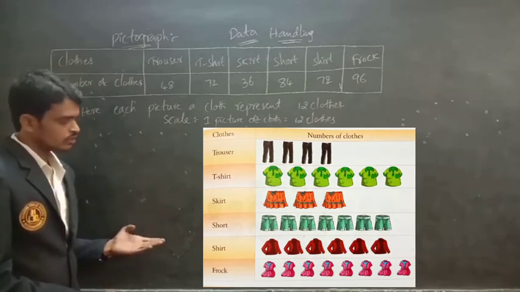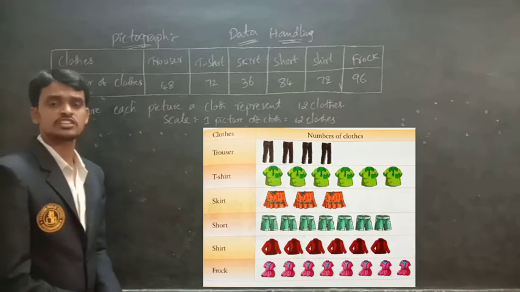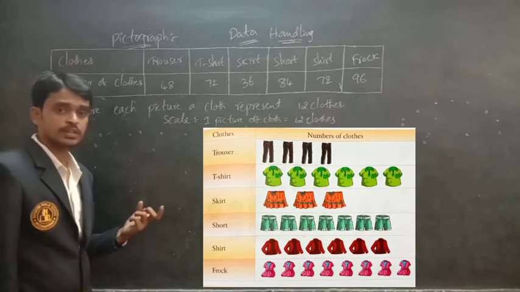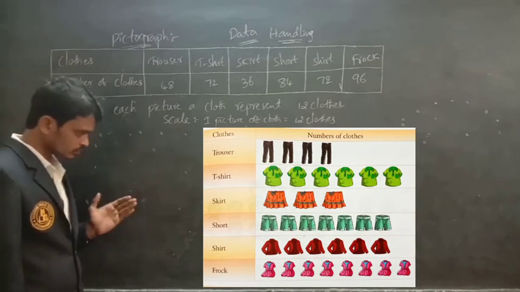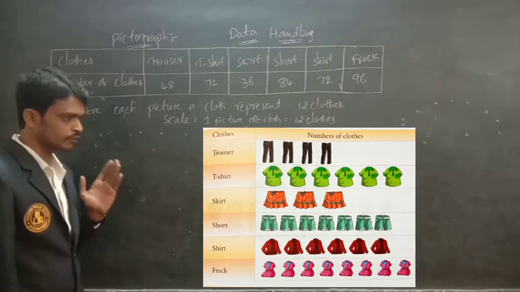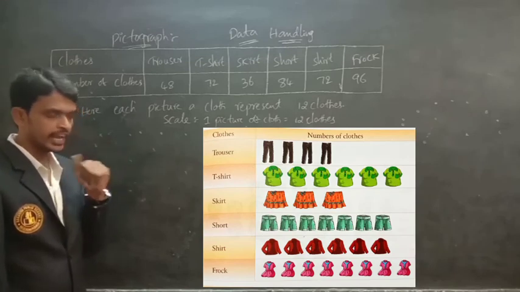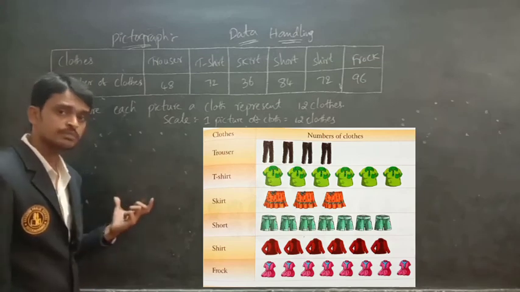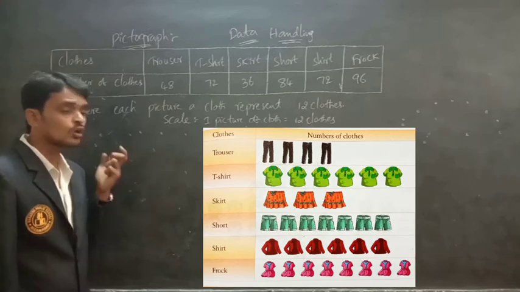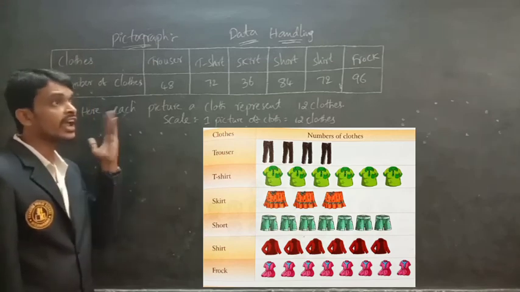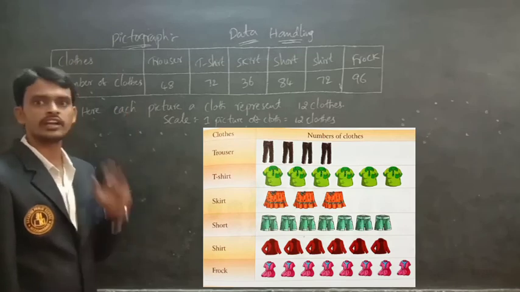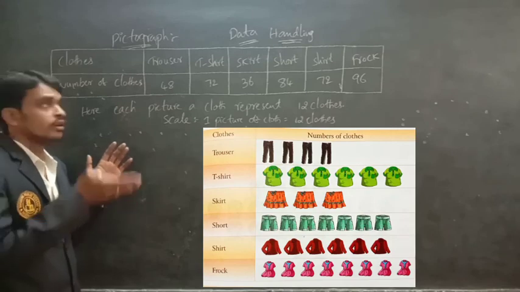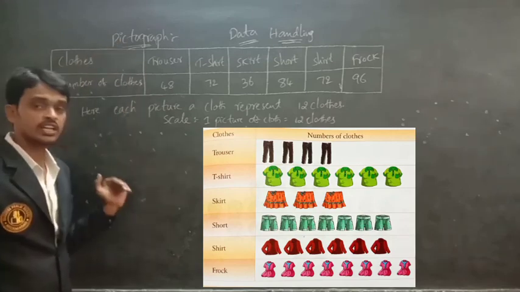Next, the last one is frock. The total number of frocks is 96. How many pictures will represent the frocks? Let us count here. 1, 2, 3, 4, 5, 6, 7, 8. So 8 pictures of frocks are there. Each picture of a frock represents 12 frocks. Then 12 eights are 96 frocks. In this way, we will represent the pictograph by using pictures.